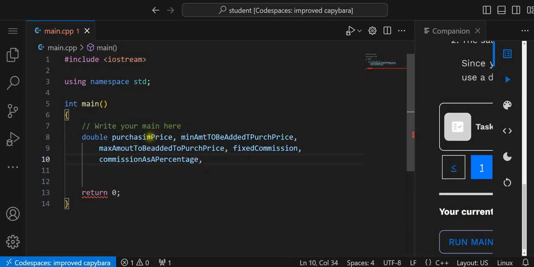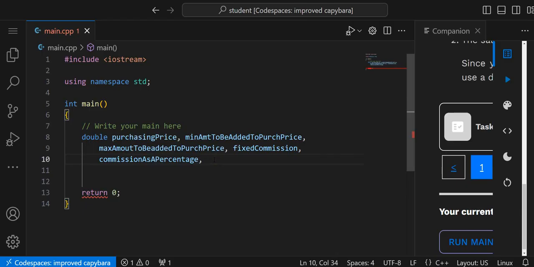Spelling on these: purchase and price, purchasing price. So purchasing price, purchasing price. Minimum amount to be added to purchase price. I have to double check these. Then max amount to be added to purchase price. Fixed commission. Commission as a percentage.